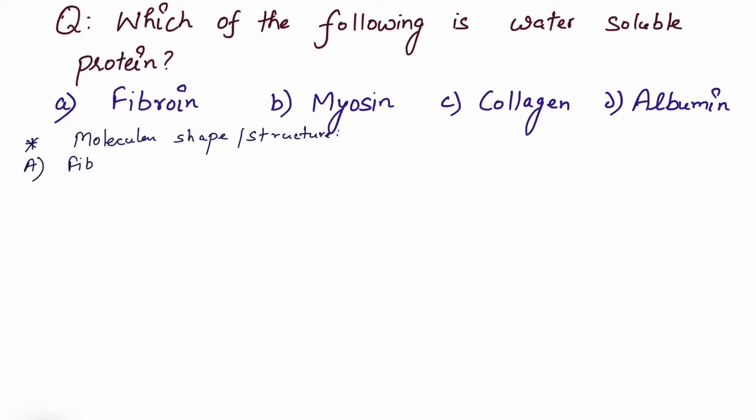Basically, proteins are classified into two categories. Number one is fibrous proteins and number two is globular proteins. So on the basis of their molecular shape and structure, they are classified as fibrous proteins and globular proteins. Now first understand some points about fibrous proteins.